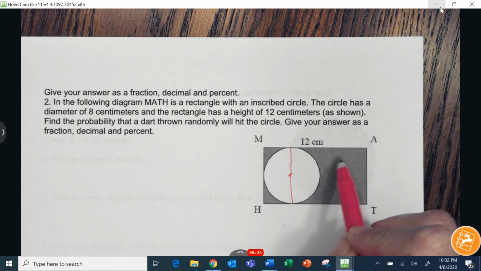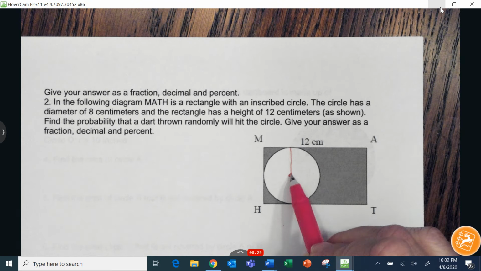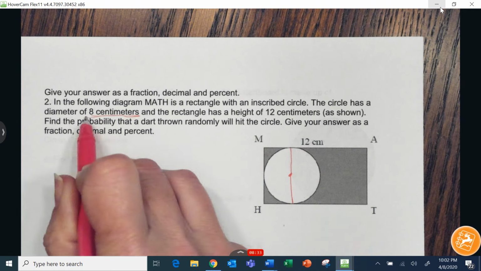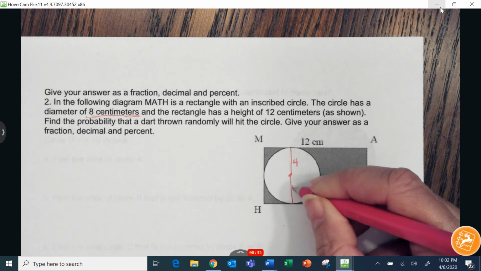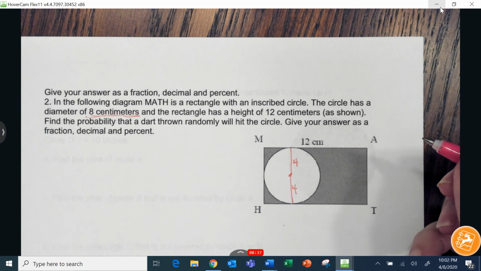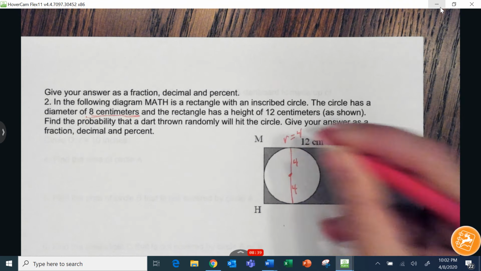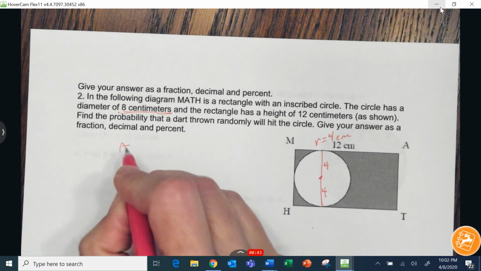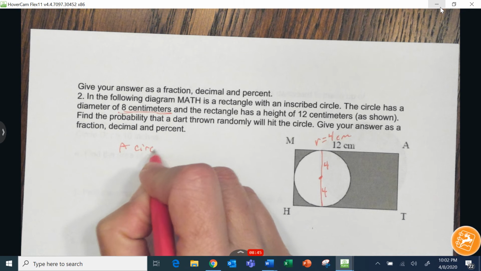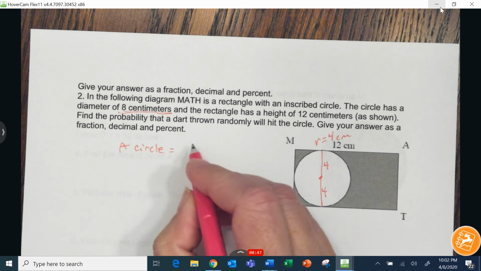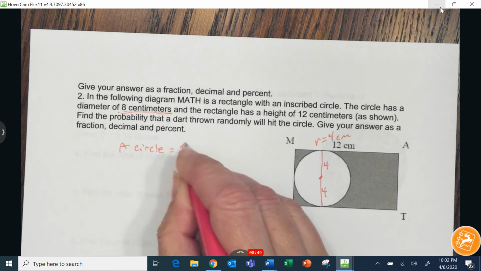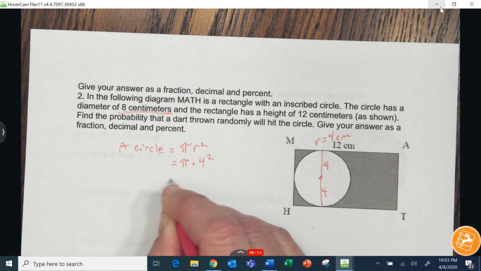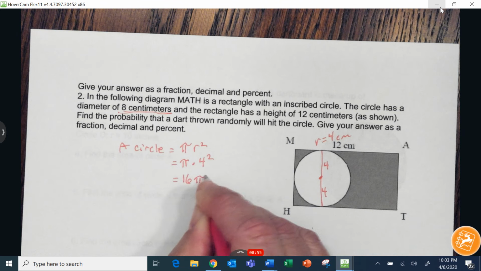So I need to take this circle and find the area of it. It does say that 8 centimeters is the diameter. That means that each of these is 4. And what that tells me is the radius is 4. So the area of the circle is going to be pi r squared, which is pi times 4 squared, which is 16 pi.